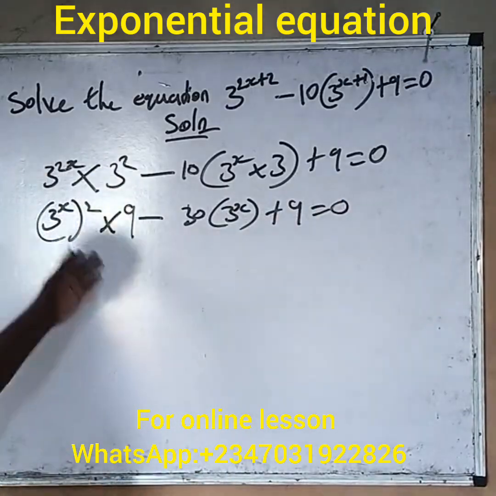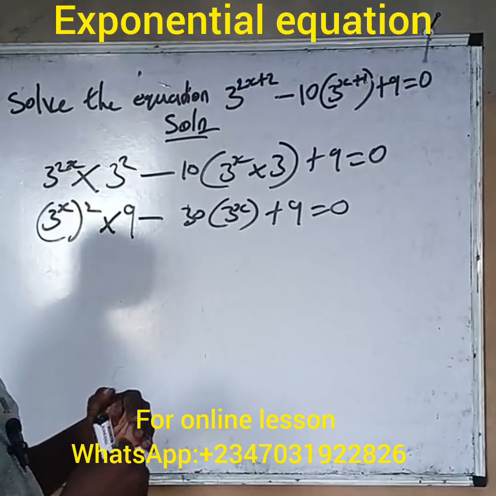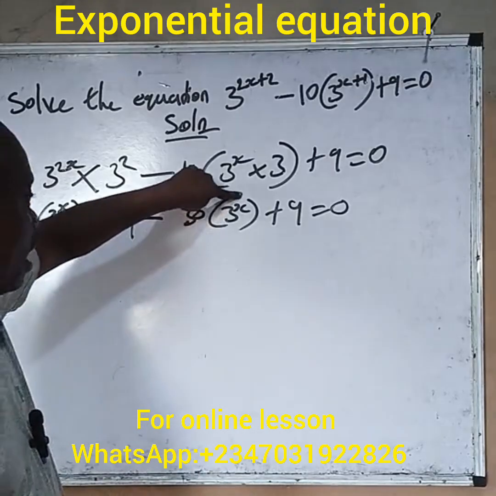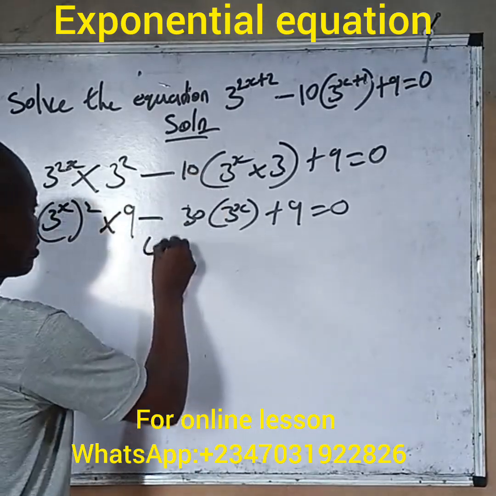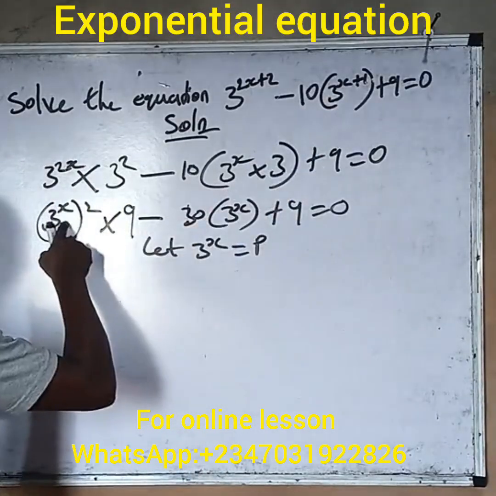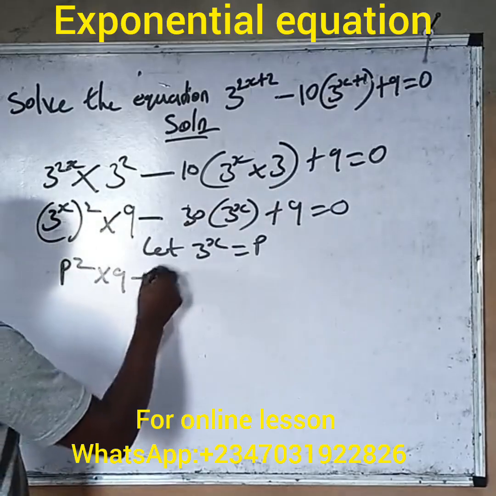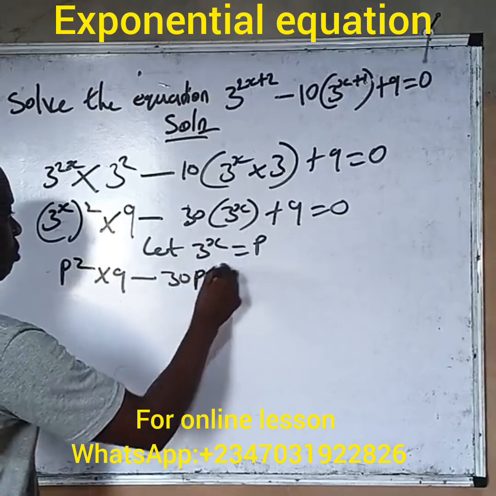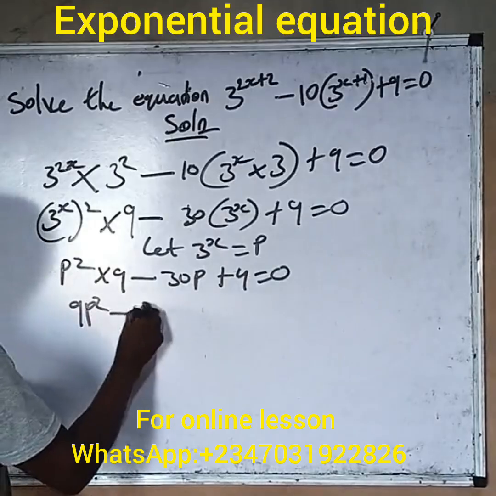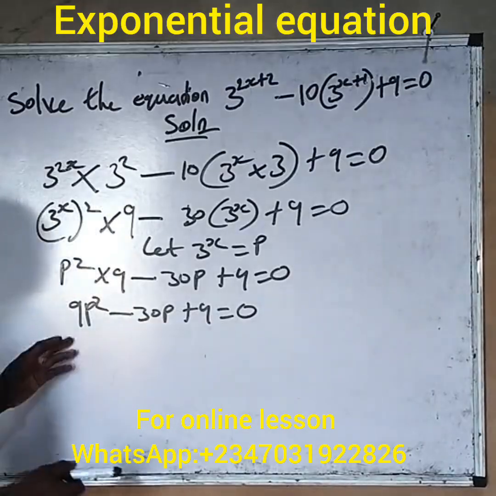Now, looking at it like this, it looks complex, so I will try to reduce the numbers that we have there by using one letter for 3 raised to power x. Let 3 raised to power x be equal to p. So when I see 3 raised to power x, I put p. Here I have the square, so it will be p squared times 9, minus 30p, plus 9 equals 0. This gives me 9p squared minus 30p plus 9 equals 0. So this is already a quadratic equation.